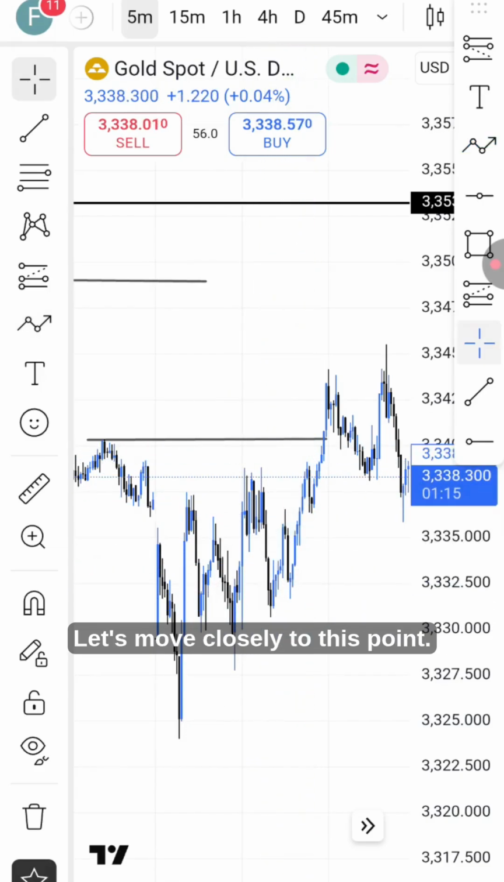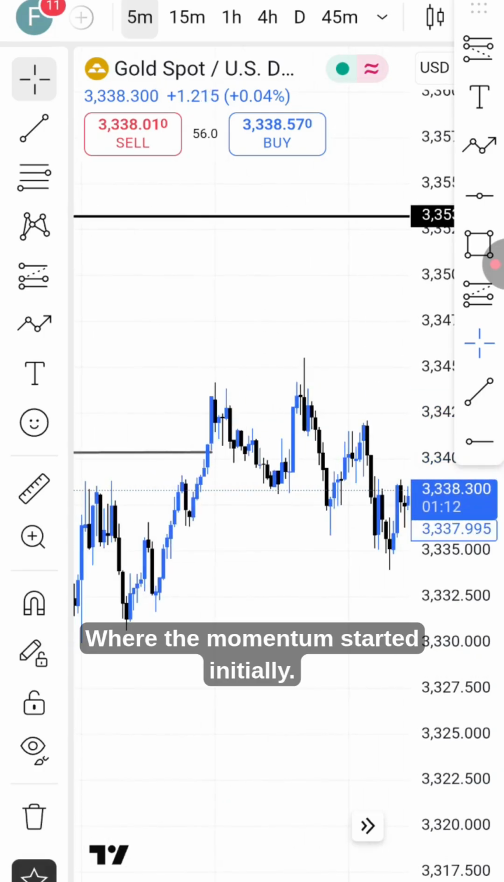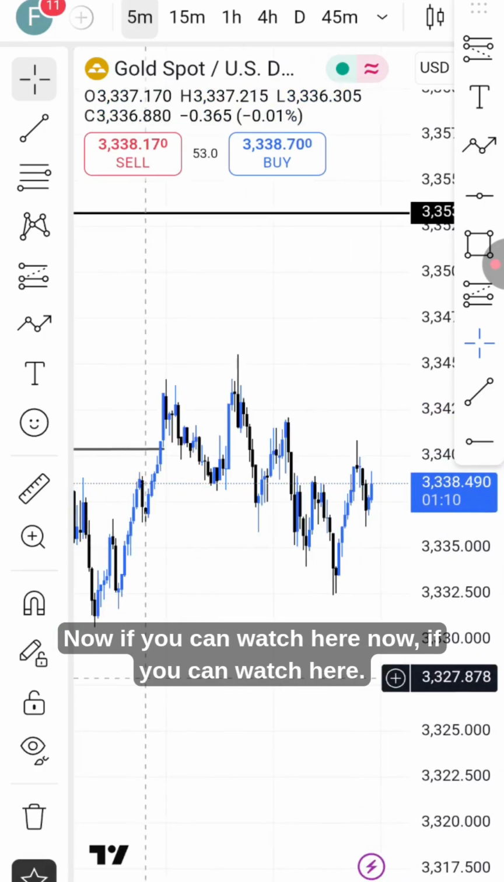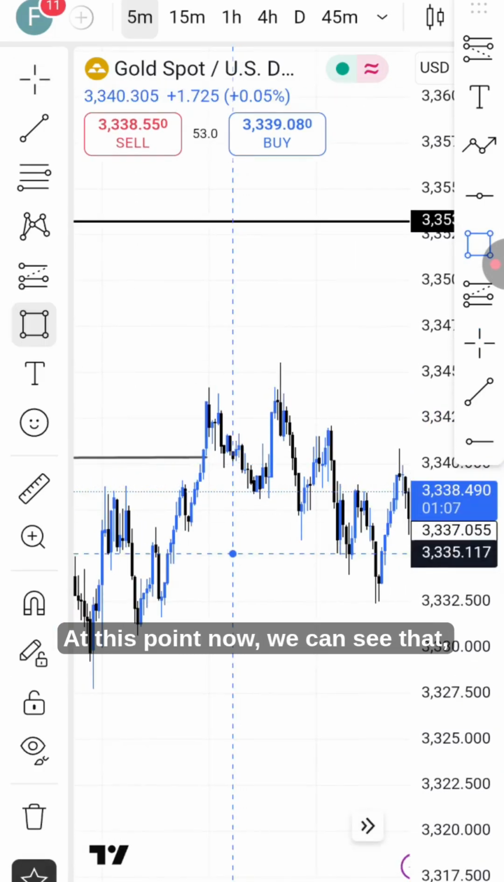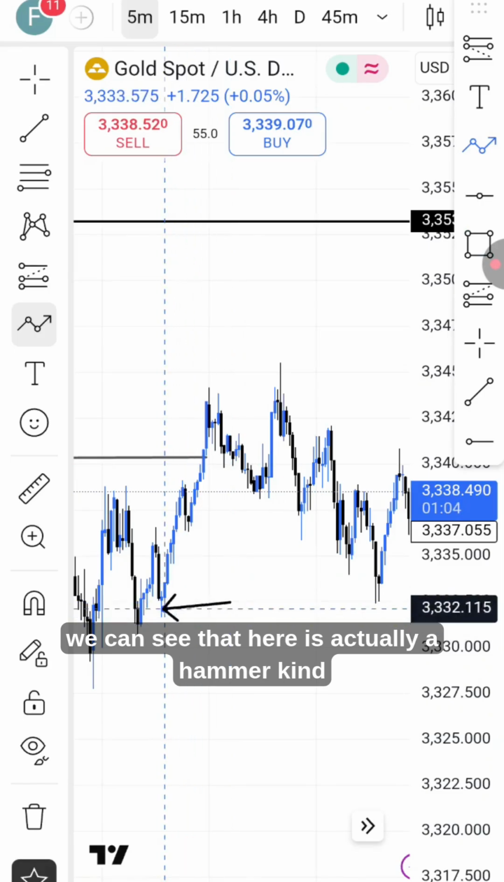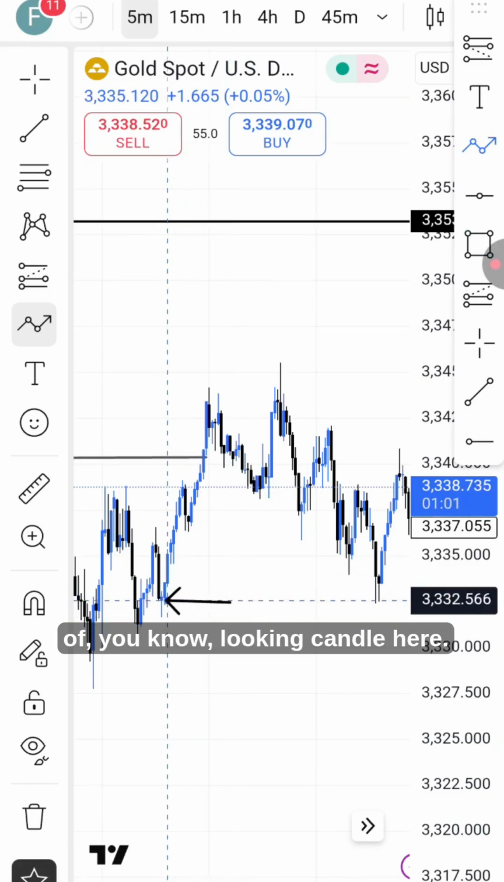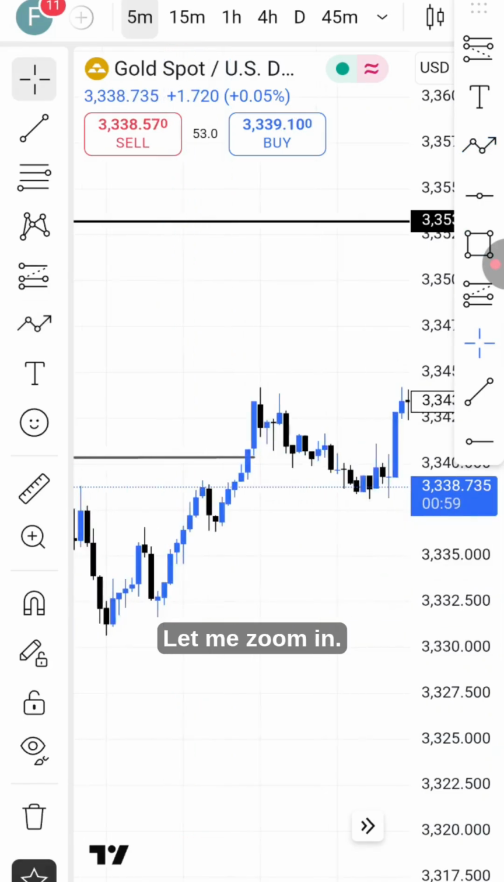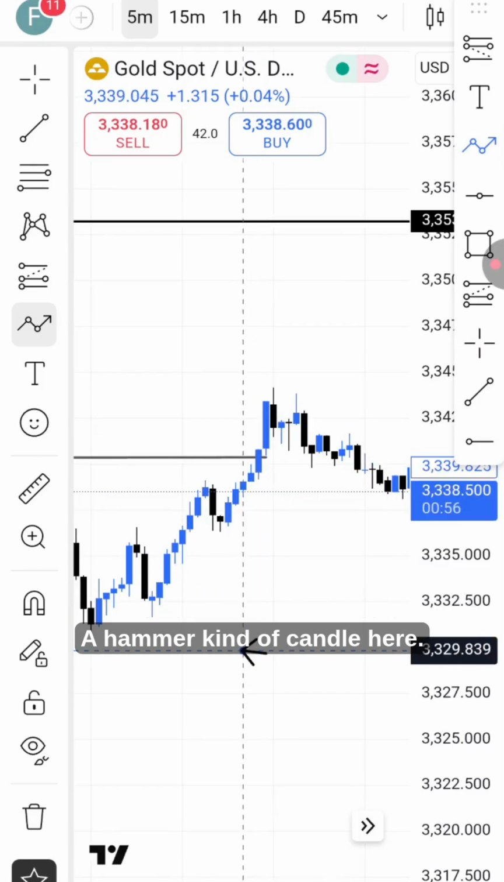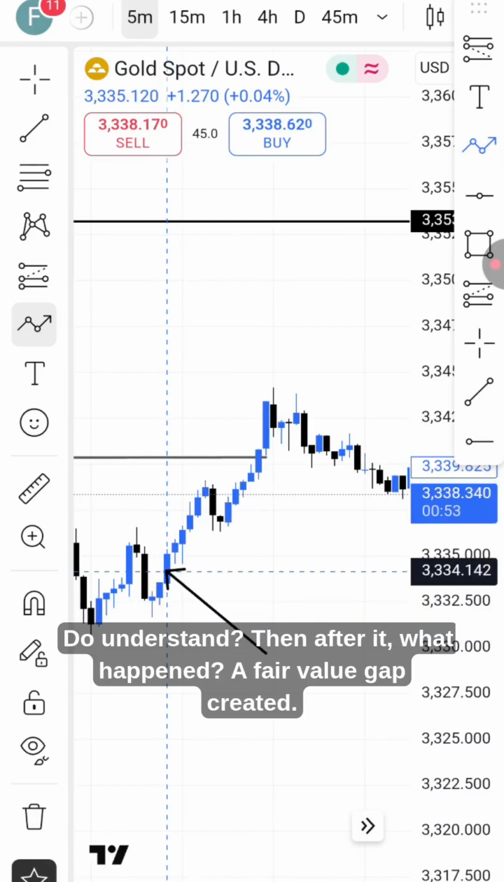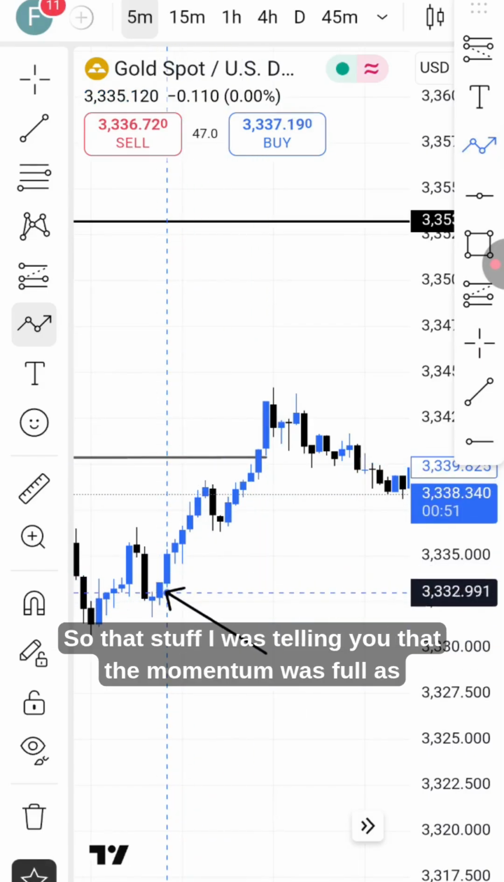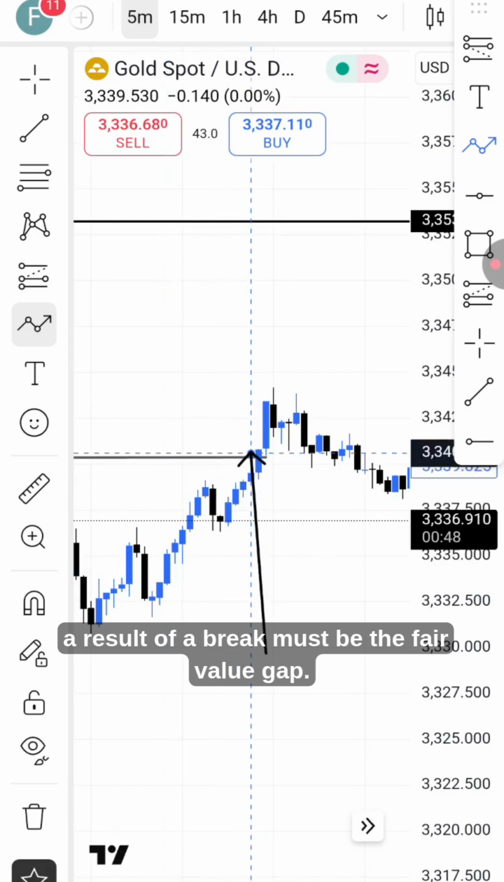Now let's move closely to this point where the momentum started initially. At this point, we can say that here is actually a hammer kind of looking candle. Let me zoom in. A hammer kind of candle here. Do you understand? After it, what happened? A fair value gap was created. So that momentum I was telling you must follow as a result of a break must be the fair value gap.